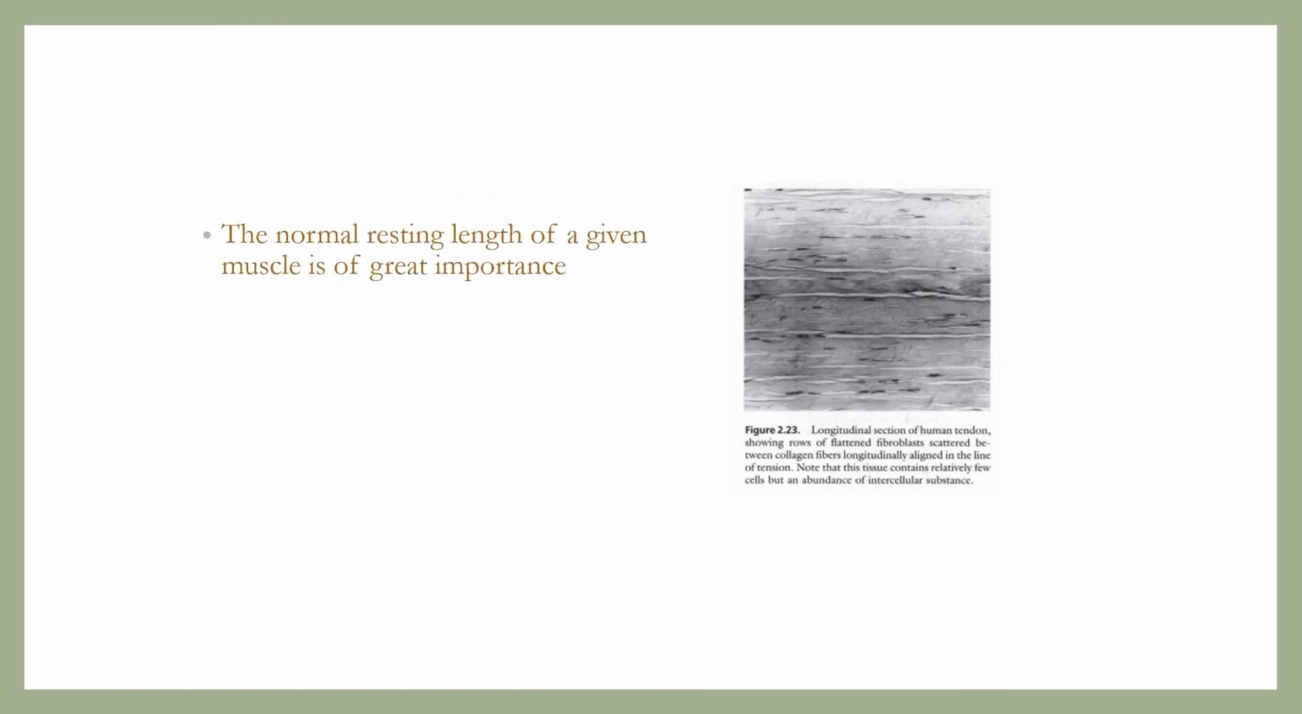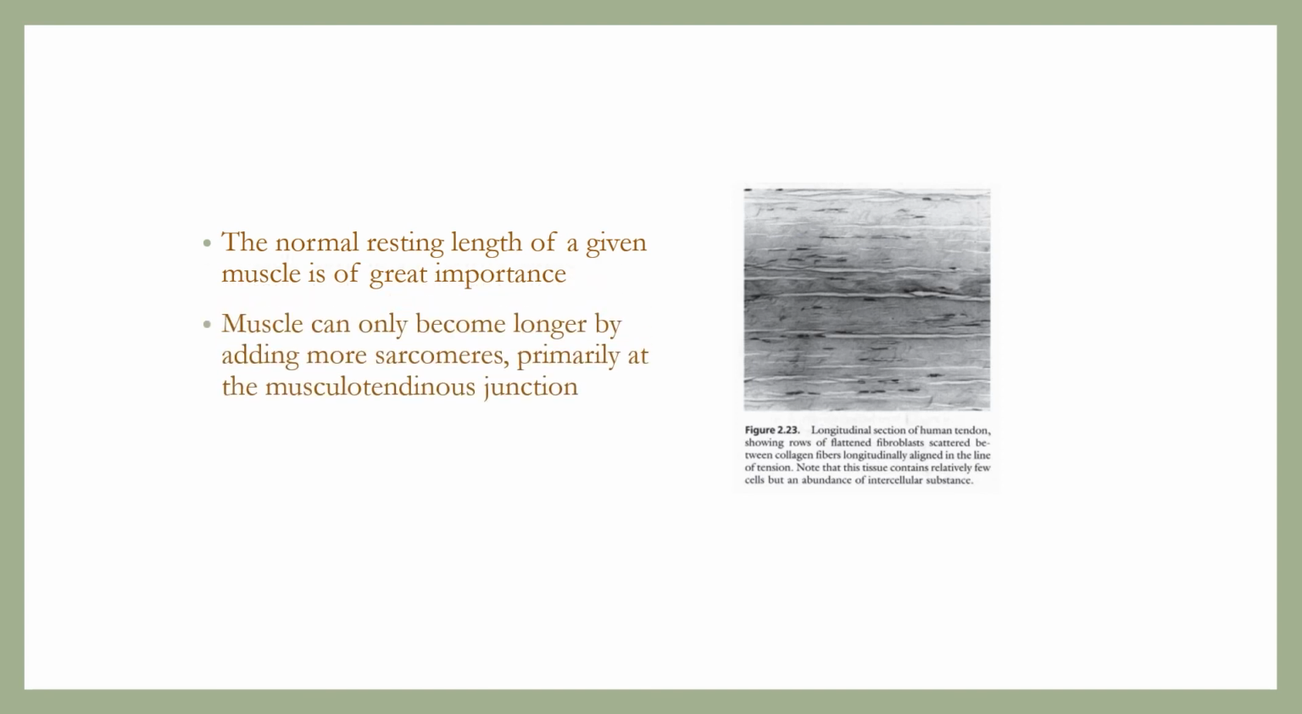The normal resting length of a given muscle is of great importance. Muscle can only become longer by adding more sarcomeres, primarily at the musculotendinous junction.